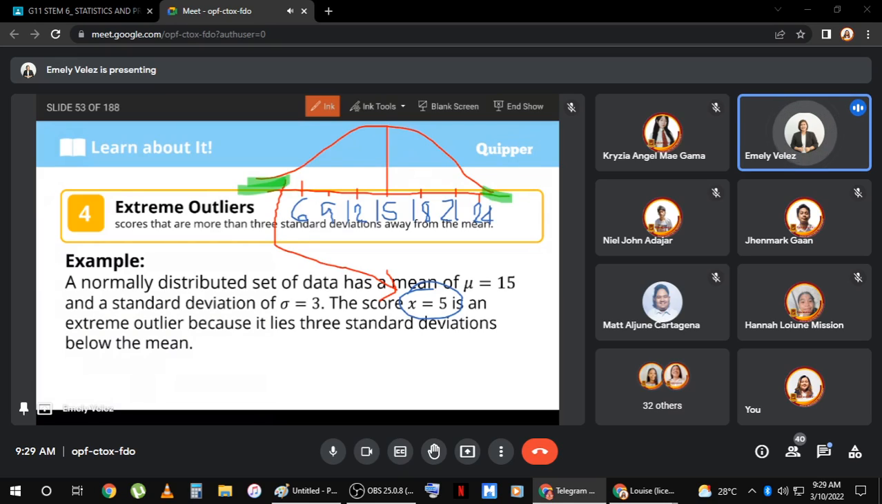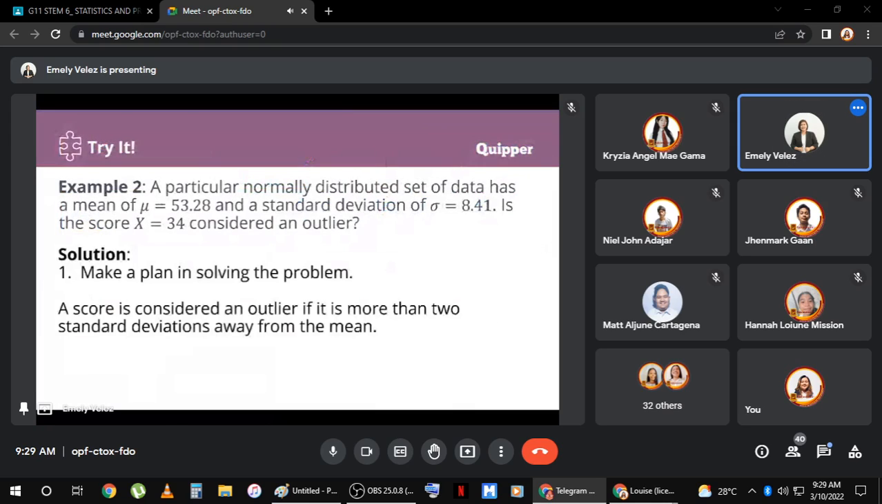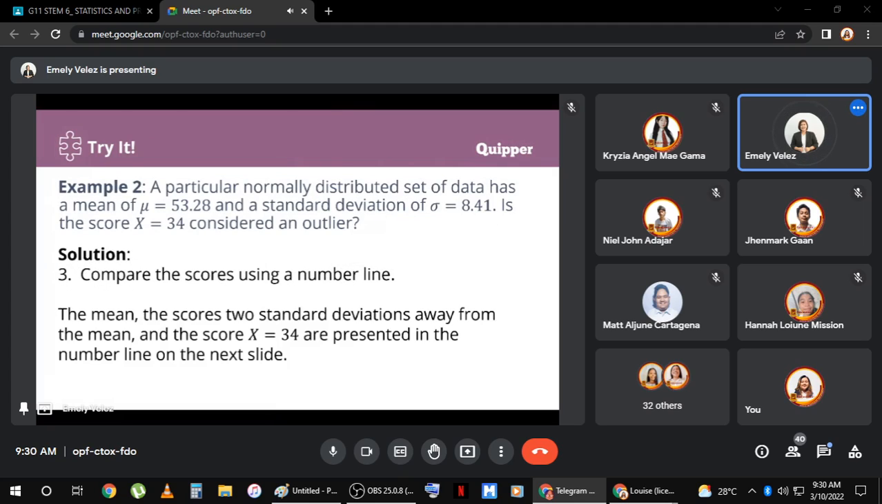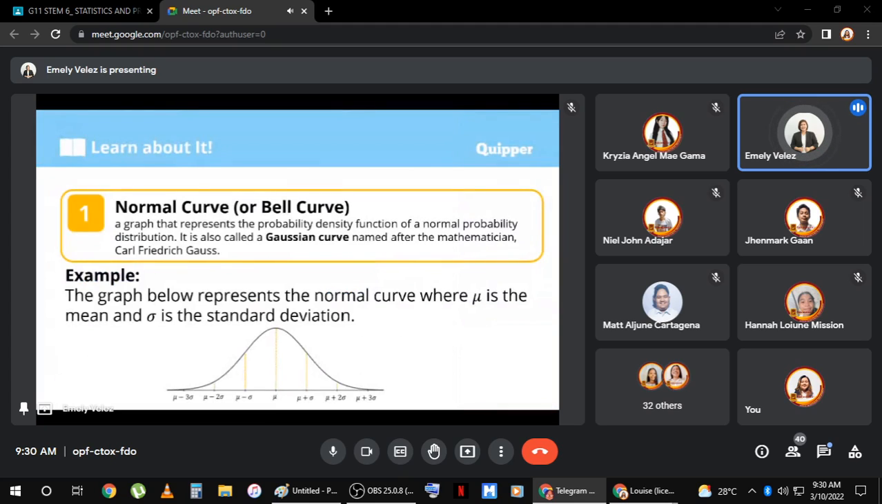Okay, we will be moving now on how to make use of the table. Let's solve the Z table for a while.